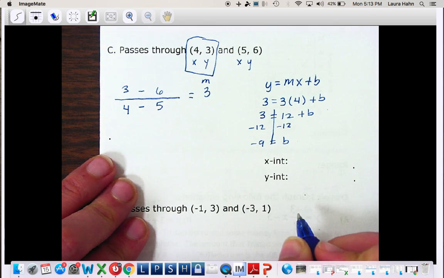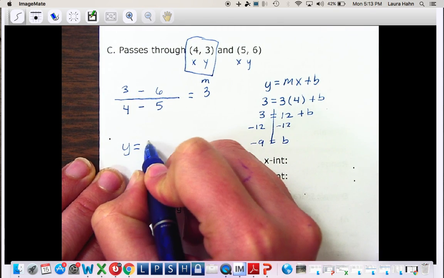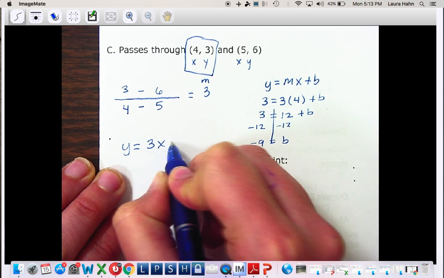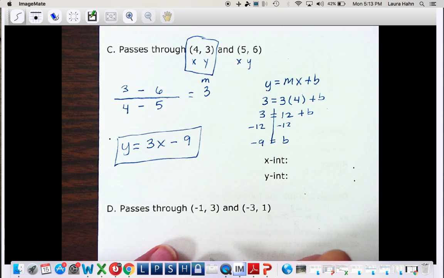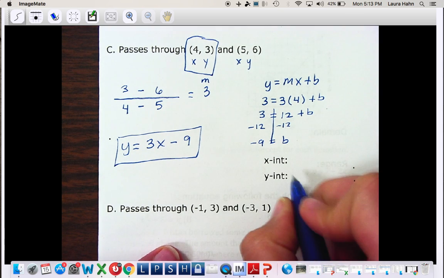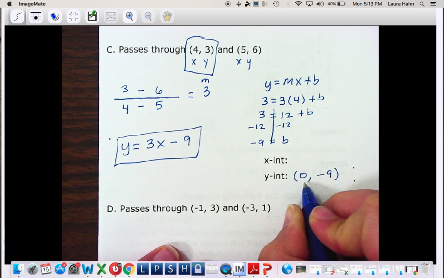All right, so now I know my y-intercept and I know my slope. I can write my equation. Y equals 3x, my y-intercept is a -9. All right, we already found out our y-intercept. So my y-intercept is -9, the y value when the x is 0.